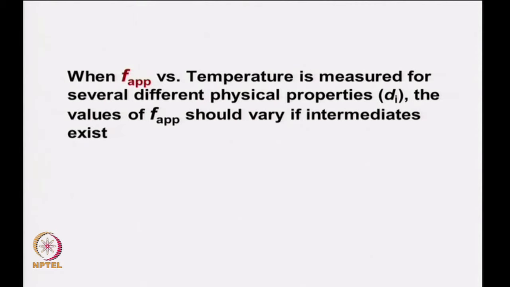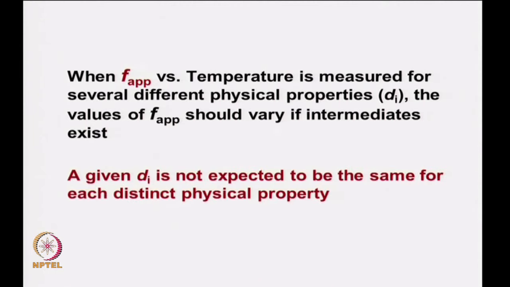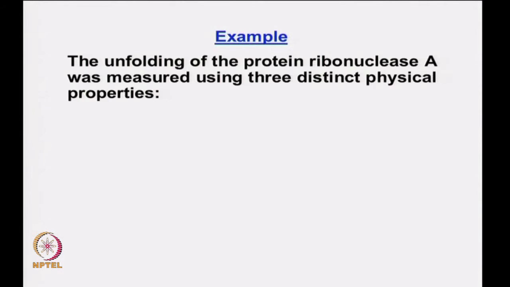So, as it is written out here, when F apparent versus temperature is measured for several different physical properties, the values of F app should vary if intermediates exist. That is what we just discussed, because di's are different for the different techniques. Now, a given di is not expected to be the same for each distinct physical property. In one case you are doing CD, in one case you are doing fluorescence, different properties, not necessarily the same. So, example is, look at this unfolding of protein ribonuclease A.